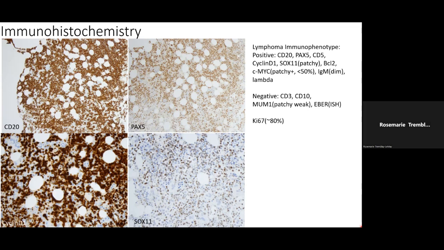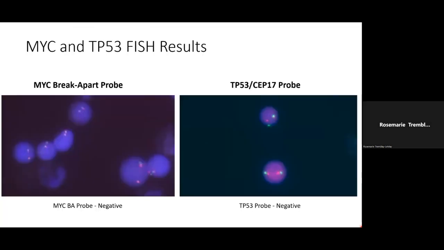Ki67 was high. Based on morphology and immunophenotype, I had initially signed it out as extensive involvement by the pleomorphic variant of mantle cell lymphoma. But knowing that the external FISH had been negative for the rearrangement, I activated a bit more ancillary testing, and I will let Adam go into that.